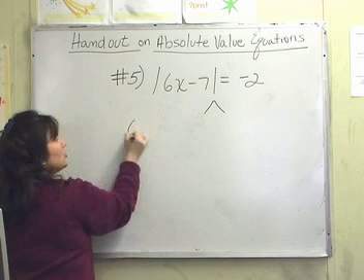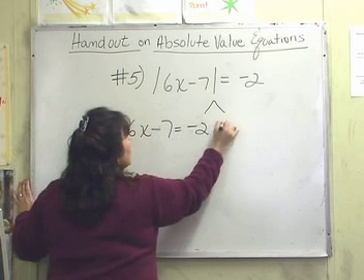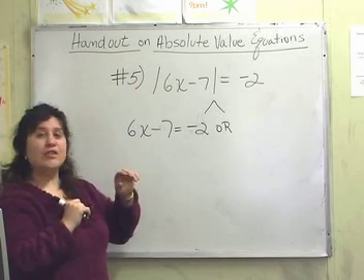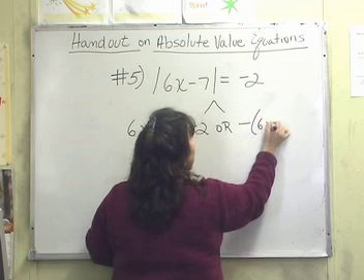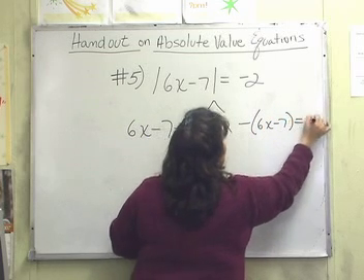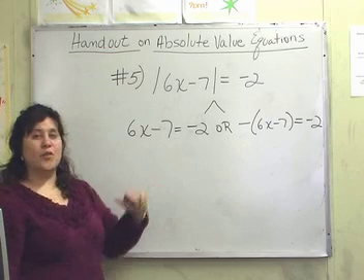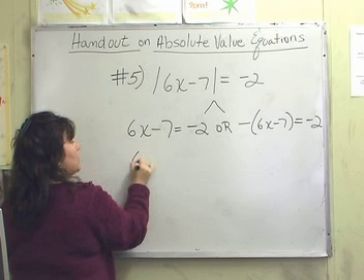The first equation, drop the absolute value and rewrite the equation as is. For the second equation, you're going to take the opposite of the absolute value expression, equal negative 2. Solve both equations. On the right hand side, we're adding 7 to both sides.